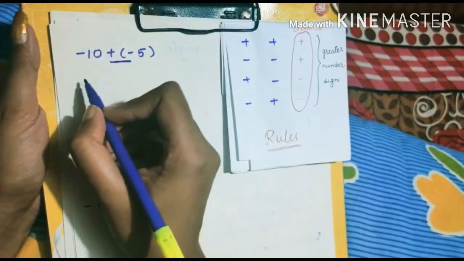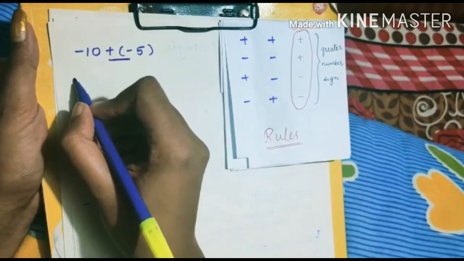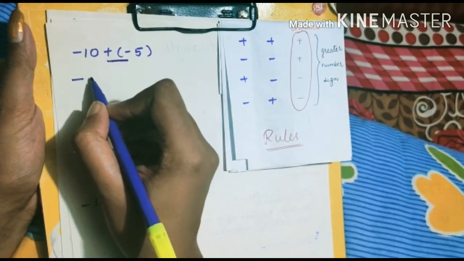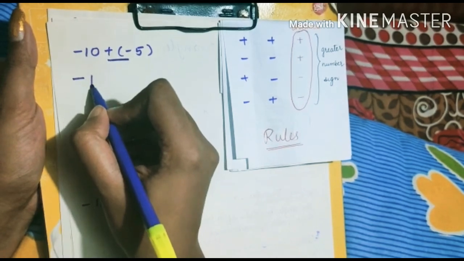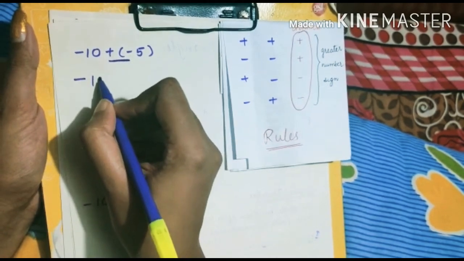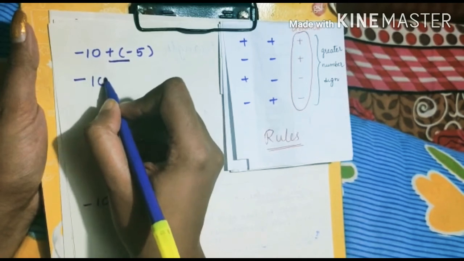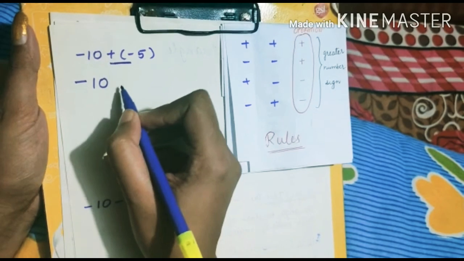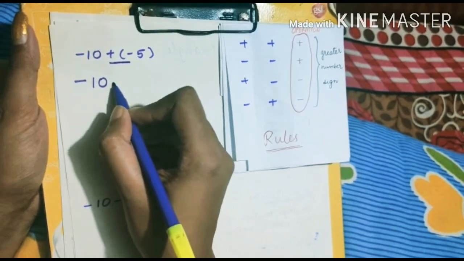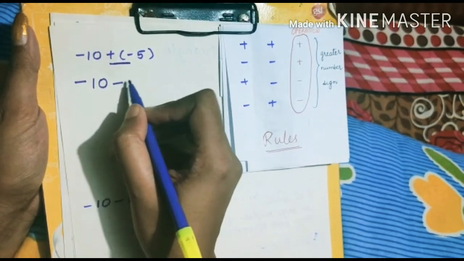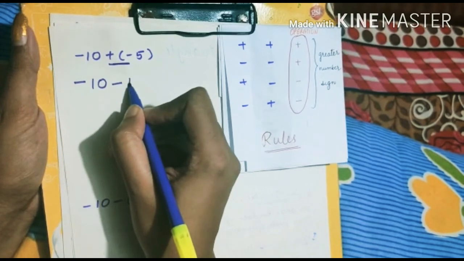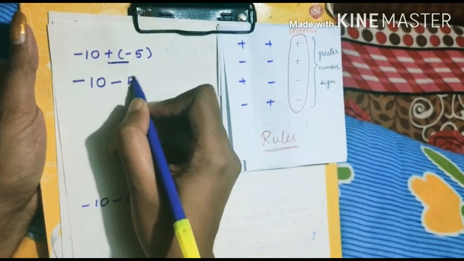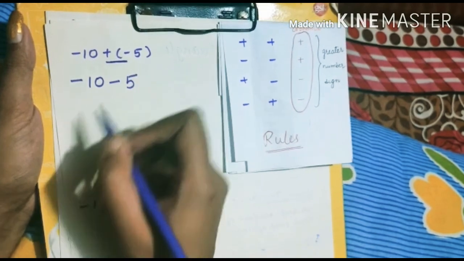Students, as I told, you will not keep two signs together. So what I am going to do, I will write minus 10 as it is. I won't be changing that. Minus 10 will be written as it is. Instead of plus and minus, what will I be putting? I will put minus. Students, you can refer to the rule which I have shown you, and after that minus sign I will put the digit 5 as it is.